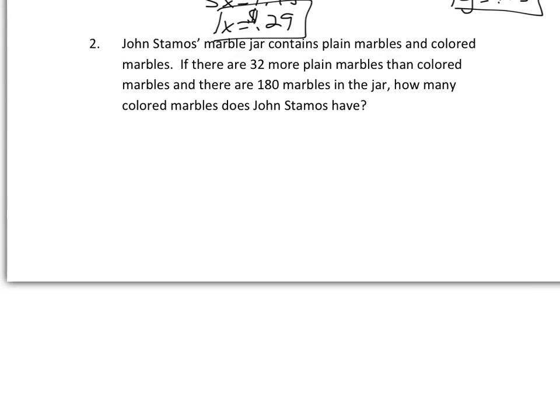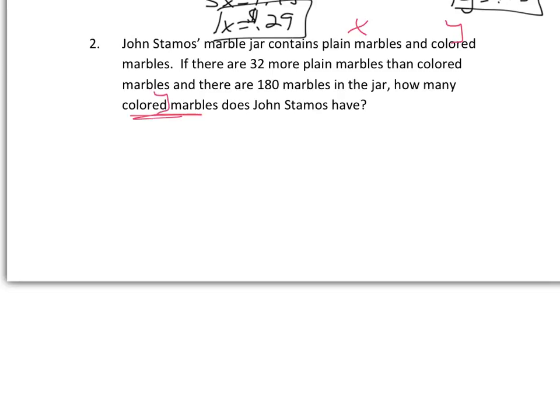The second one, I must have been in a really weird place when I was creating this last time, because I don't know why John Stamos is in here, but he is. He's got a marble jar that contains plain marbles and colored marbles. If there are 32 more plain marbles than colored marbles, and there are 180 total, how many colored ones does he have? You have to define your plain and your colored. So plain X, colored Y. We're looking for Y.